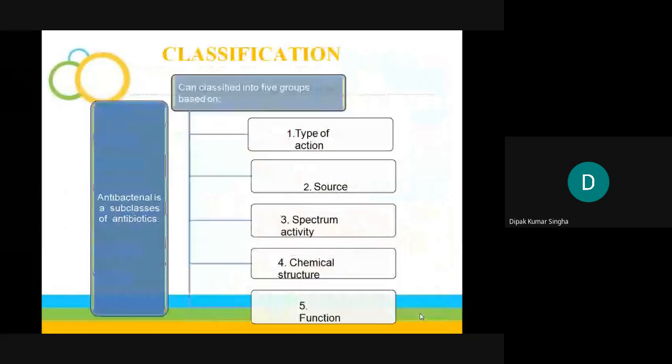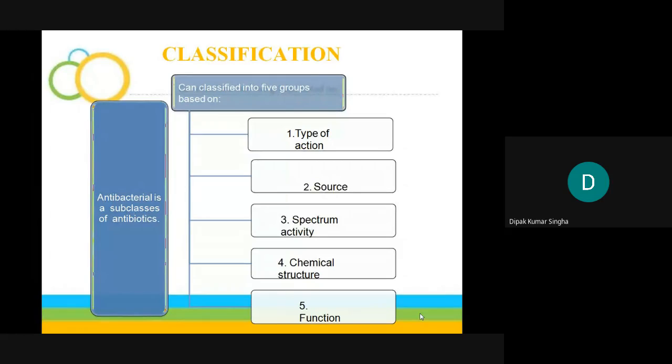Classification of antibiotics. Antibacterial agents can be classified into five groups. So an antibacterial agent can be classified into generally five classes. Number one is based on the type of action, which is bactericidal or bacteriostatic.